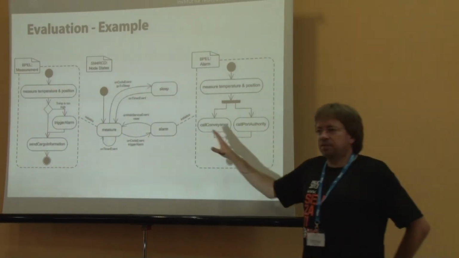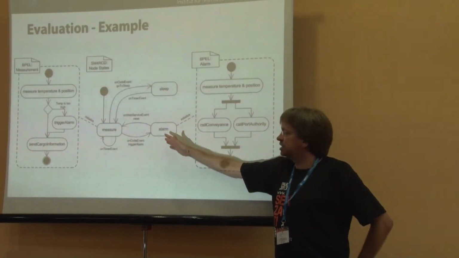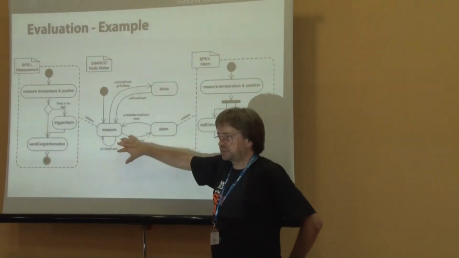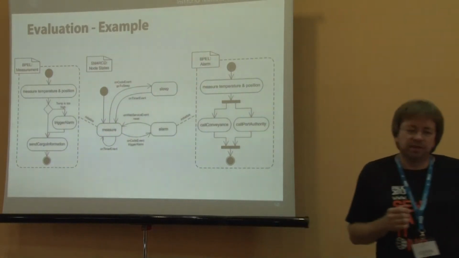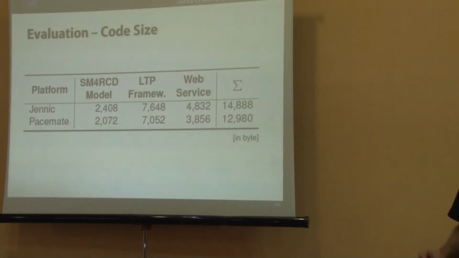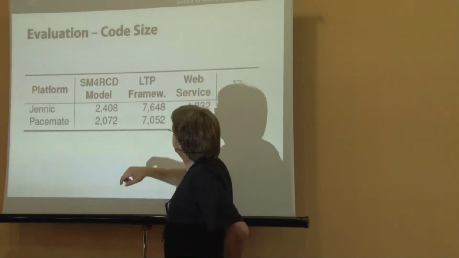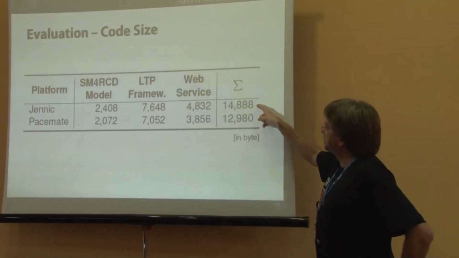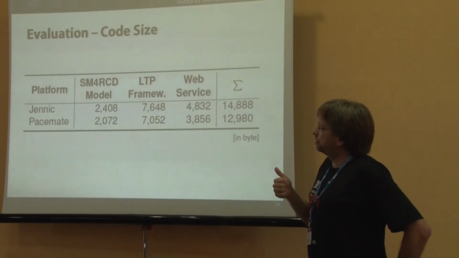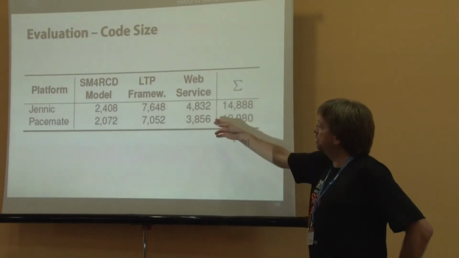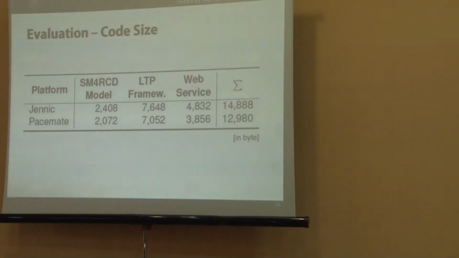So you see, integration of people and this state-based system works very nicely, and the state-based description is very lean and very simple. It can be very easily converted into very efficient code. For instance, we have done some measurements and implementation on both a GENIC platform and a pacemate platform. So all in all, these are the code sizes in bytes for the whole thing: the SM4 RCD model, the RTP framework and the web service, all for something like 50 kilobytes, which typically is doable on such platforms.